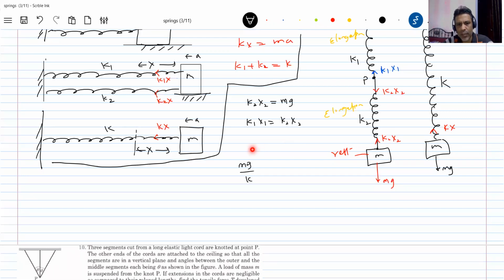I'll write one more. Therefore, even K1 X1, shall I write, equal to mg? According to this, the block is at rest. I brought this first equation. Point P is at rest. I brought the second equation. Then equating 1 and 2.